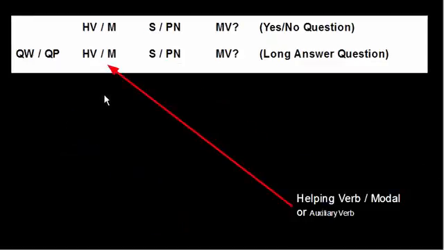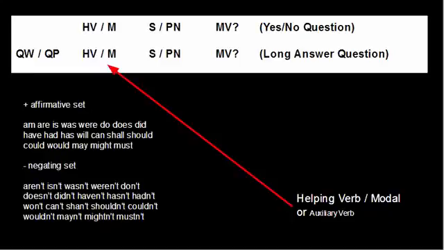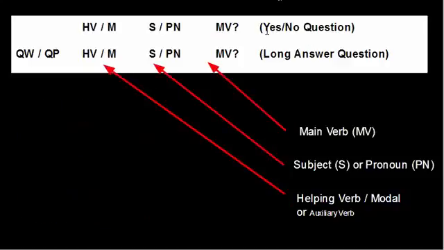Moving on, let's get to the helping verb. I've talked about helping verbs quite a bit in almost every single presentation. I'm sure of it. And what that means is you have an affirmative set, am, is, are, was, were, do, does, did, and a negative set, aren't, isn't, wasn't, weren't. I'm not going to talk more about that because I've already talked about it quite a bit. But as you can see, both yes-no questions and long answer questions have a helping verb or a modal. And they also usually have a subject, but not always. But they both have the same pattern. And then also there's another pattern. Well, I'll show you more variations on the pattern later.